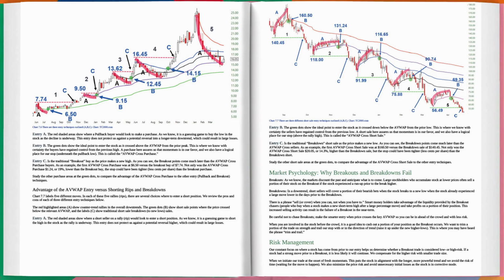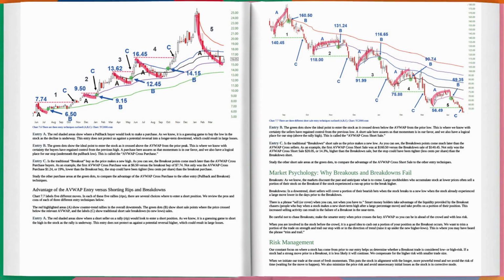Entry A. The red shaded areas show where a short seller on a rally rip would look to enter a short position. As we know, it is a guessing game to short the high in the stock as the rally is underway. This entry does not protect us against a potential reversal higher, which could result in large losses.